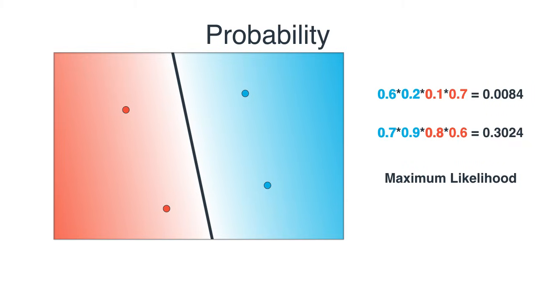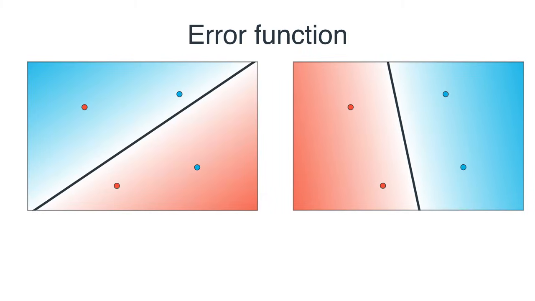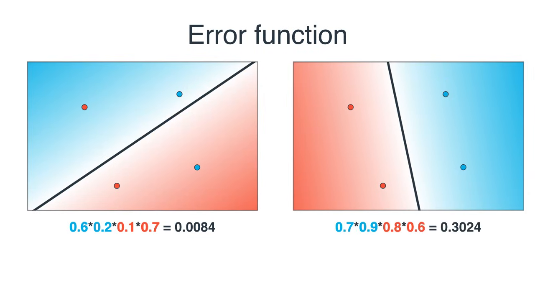Now, I promised you an error function, a penalty that I can add to each of the points and then add these points to get an error function. And all I've done so far is multiply probabilities. So let me deliver on my promise. So here are our two arrangements. Here are our two probabilities. This is the probability of the first arrangement happening and the probability of the second arrangement happening.